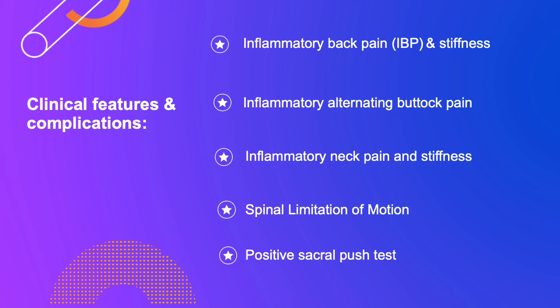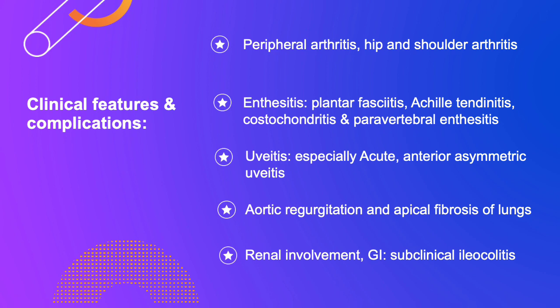There are different clinical features of this condition. The main manifestation is inflammatory back pain associated with stiffness and alternating buttock pain. It can involve the upper spine and can lead to inflammatory neck pain and stiffness, spinal limitation of motion in any direction, and a positive sacral push test. Other manifestations include peripheral arthritis, enthesitis, acute anterior uveitis, and complications such as aortic regurgitation, apical fibrosis, amyloidosis, and subclinical ileocolitis.